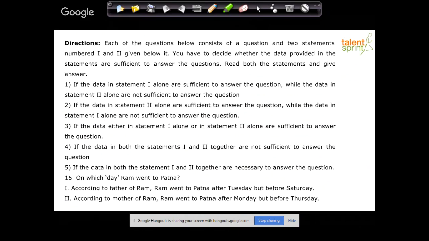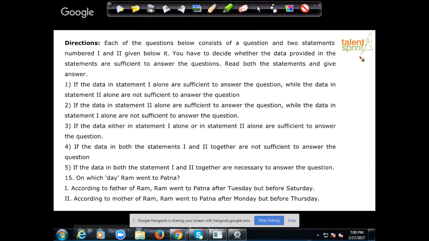I hope you've got your pen and paper with you. You are scribbling, quickly trying to find out whether statement 1 is enough, whether statement 2 is enough, both of them together, none of them, either of them. Looking forward to hearing a quick answer. This is a really simple one, by the way. Should not take you long at all to reach the answer.